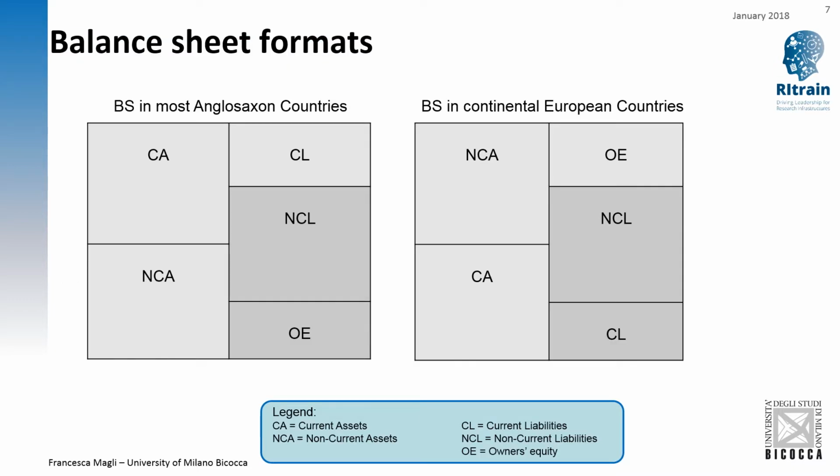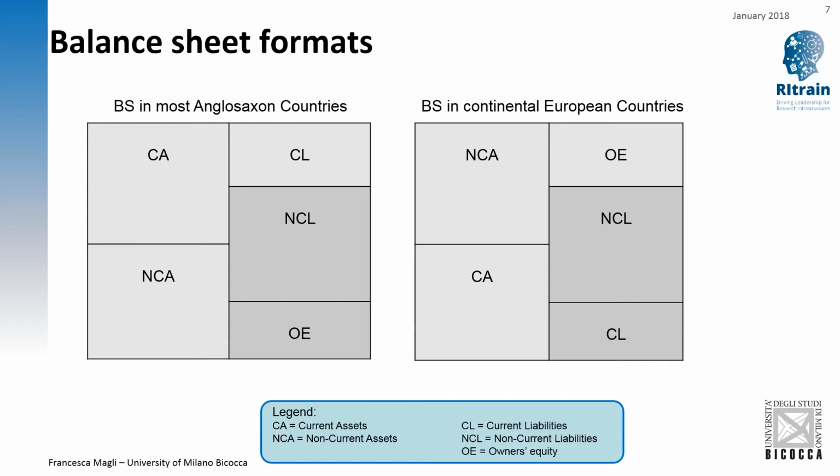In this representation, we can see the balance sheet formats. We can see the different categorization in Anglo-Saxon countries compared to the continental European countries. The structure of the balance sheet is the same, but the current items are at the top in the Anglo-Saxon countries, whereas they are below in the case of the continental European countries.